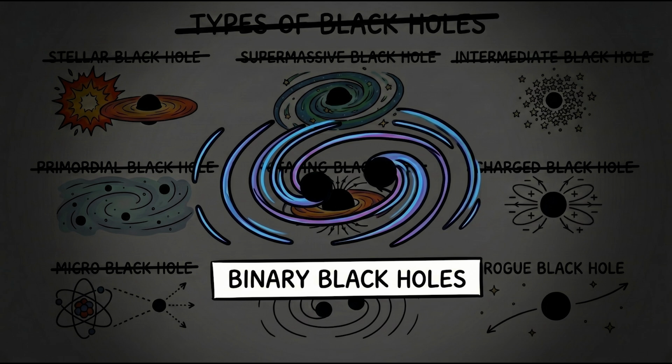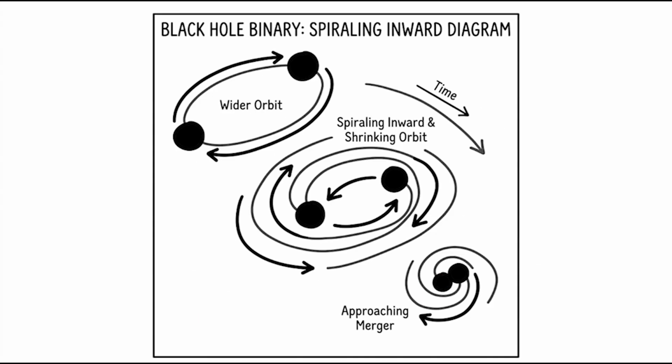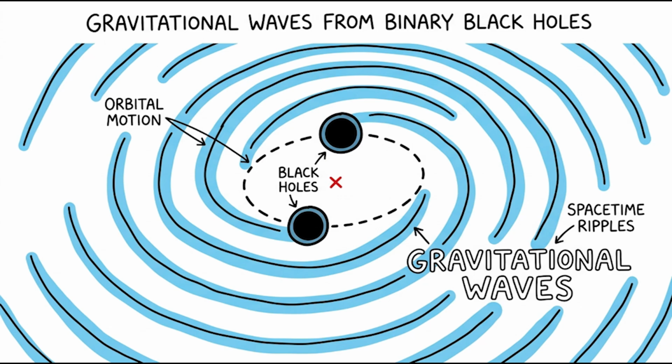Two black holes stuck in orbit around each other. Instead of falling straight into each other, they actually orbit around a common center of gravity, kind of like a cosmic dance. But they don't stay stable forever. They slowly lose energy, which causes their orbit to shrink. As they move, they create something called gravitational waves, ripples in space-time itself traveling across the universe.